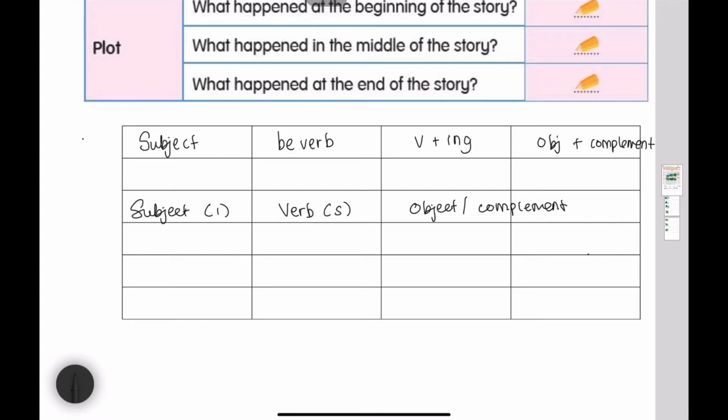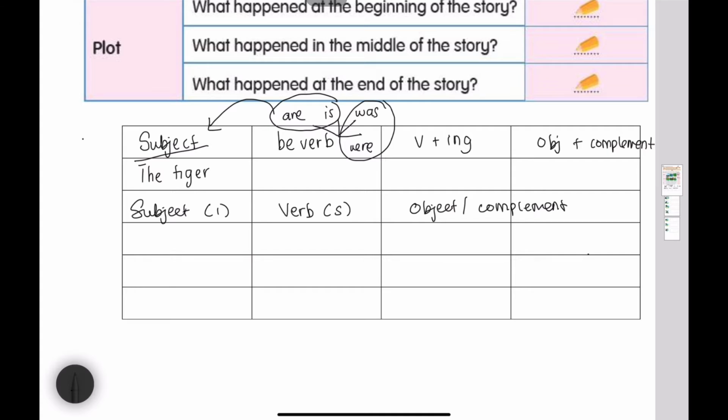So the subject in the story can be anything. For example, here I can just put the tiger. Okay, be verb. Remember be verb, we have is and we have was. Here we have are, and this one it is were. So this side it is in past tense, and this side it is in present tense. So choose your be verb according to your subject. Remember, subject verb agreement. The verb must agree with the subject.